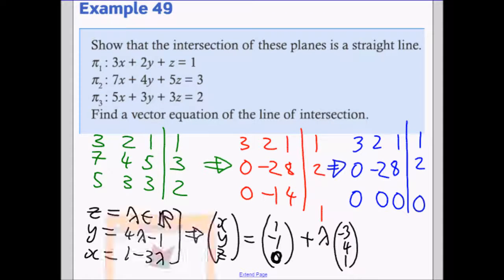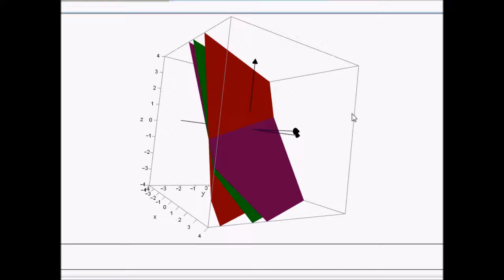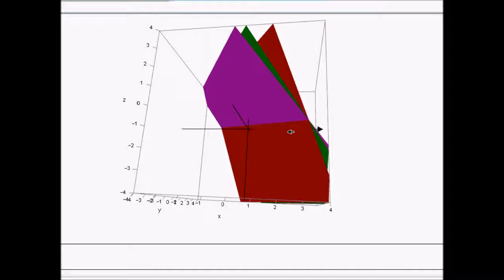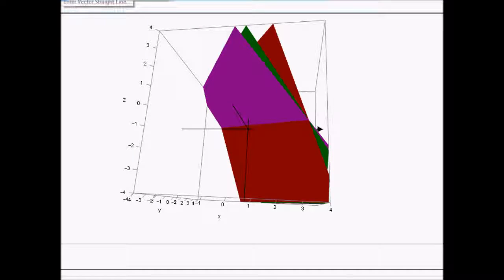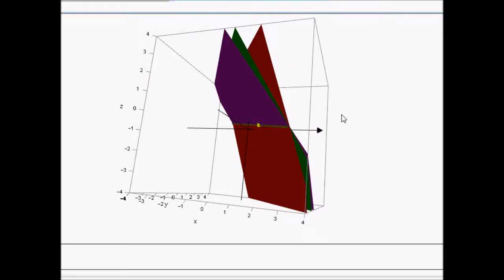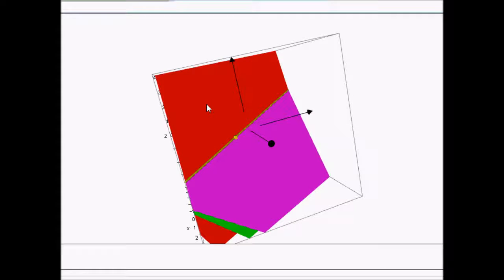And I think if I go here to Autograph, I've got that one. Those are the 3 planes. And if I just try to remember what that is, yeah. So if I go here and enter the equation 1, minus 1, 0, minus 3, 4, 1. You can see the line right there. Hope you can see that. Line of intersection.